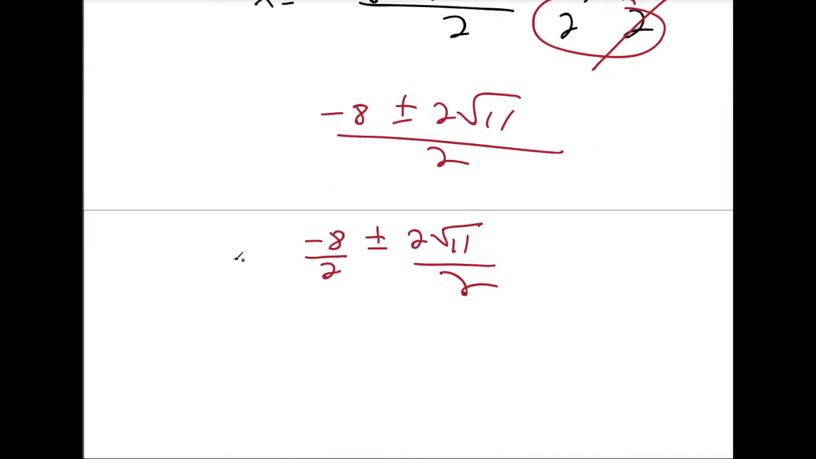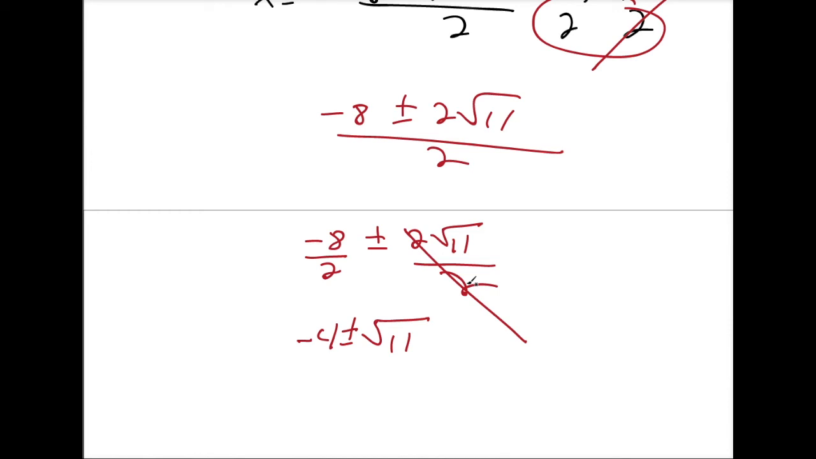So what is -8 over 2? -4. -4 plus or minus what? 2 rad 11 over 2. Boom. Oh, rad 11. I lied. Okay, and so then you're going to get 2 decimal answers. Okay, so you're going to get -4.